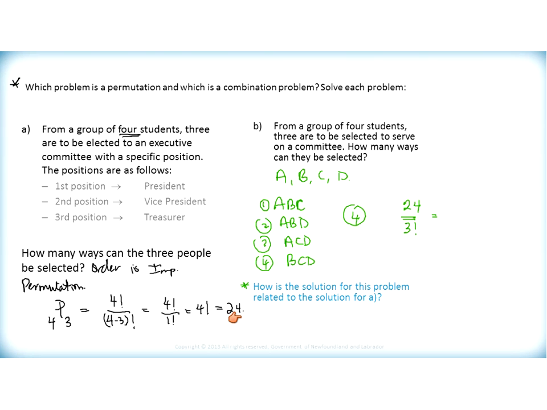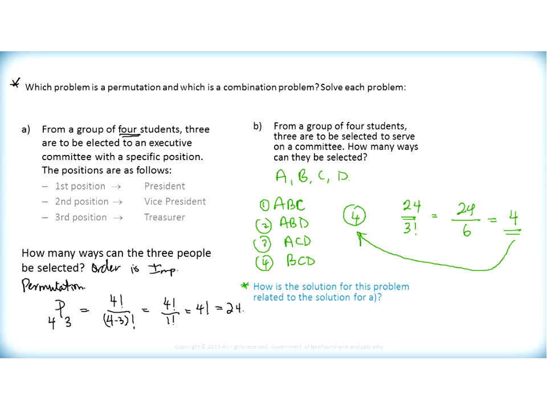So this solution includes all the different arrangements of ABC, it includes all the different arrangements of ABD, and so on and so on. So what we need to do is take the total number of ways of choosing 3 people out of 4 where order is important and divide by 3 factorial, because there are 3 factorial ways of arranging each one of those combinations you see there. And the answer would become 24 divided by 6, which is equal to 4. That's the answer that I have there.